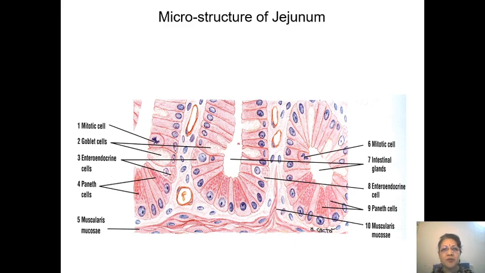The glands are not for absorption, the glands are for secretion. The surface cells only will have absorptive cells with microvilli.